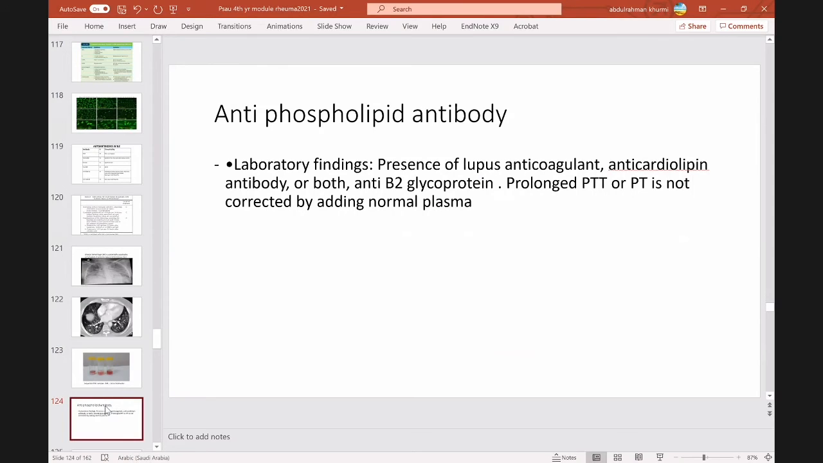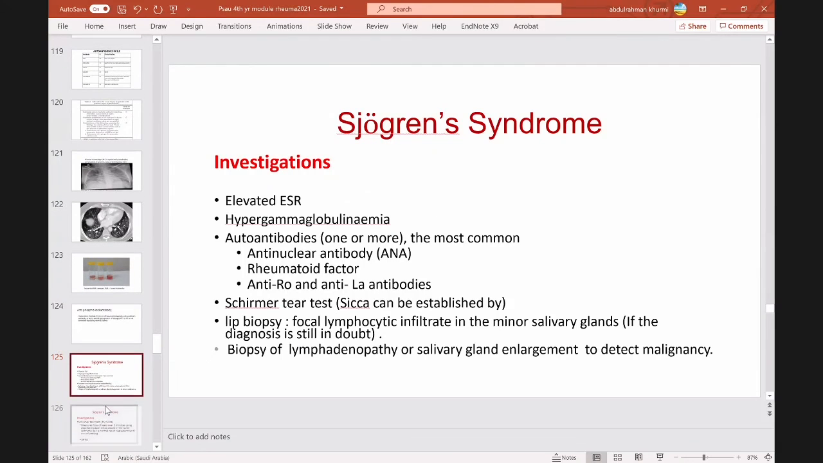Antiphospholipid antibody, as we said, presents with recurrent abortions, unexplained deep vein thrombosis or pulmonary embolism. You will do the labs for the patient and see that the patient has positive lupus anticoagulant or anticardiolipin or anti-beta 2 glycoprotein or all of them. You will also see prolonged PTT or PT that is not corrected by adding normal plasma because there's antibody there.